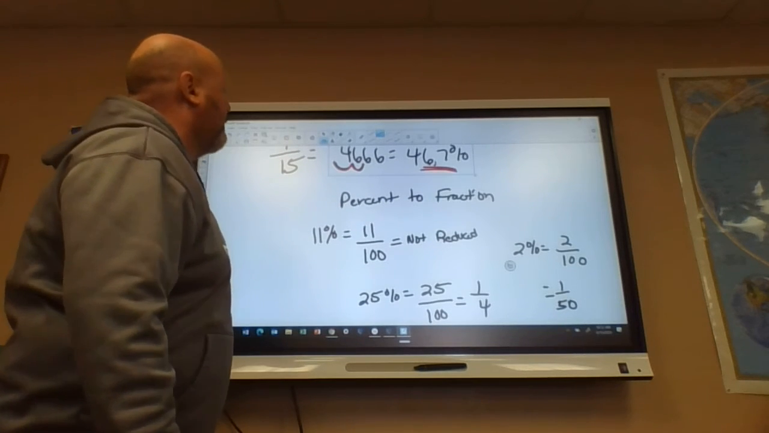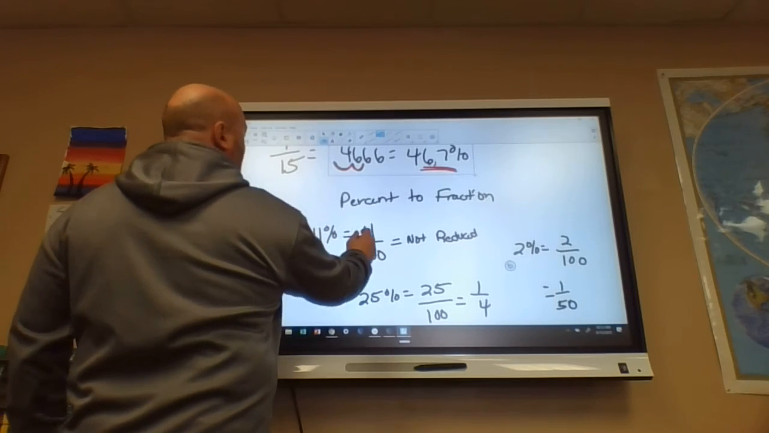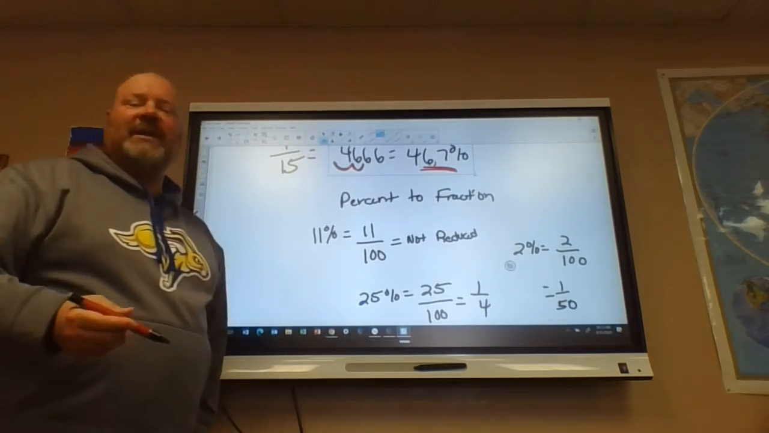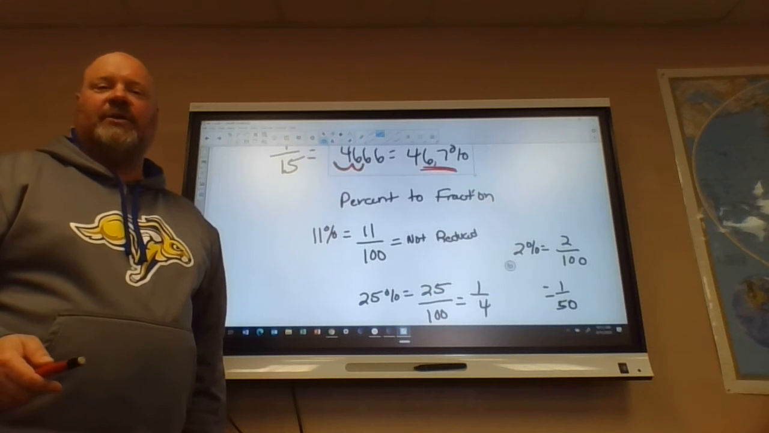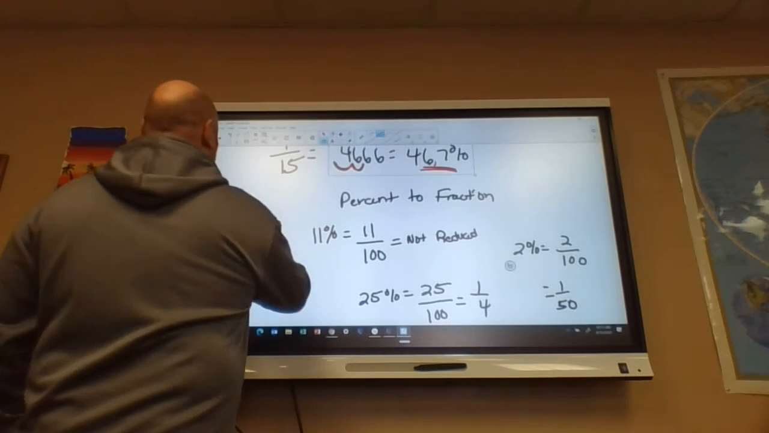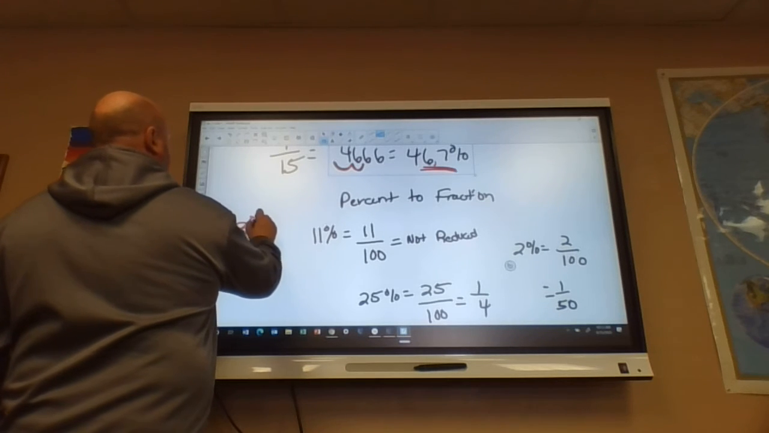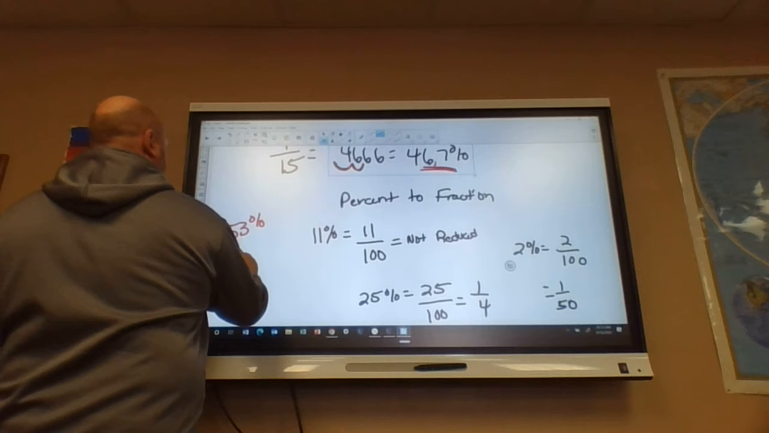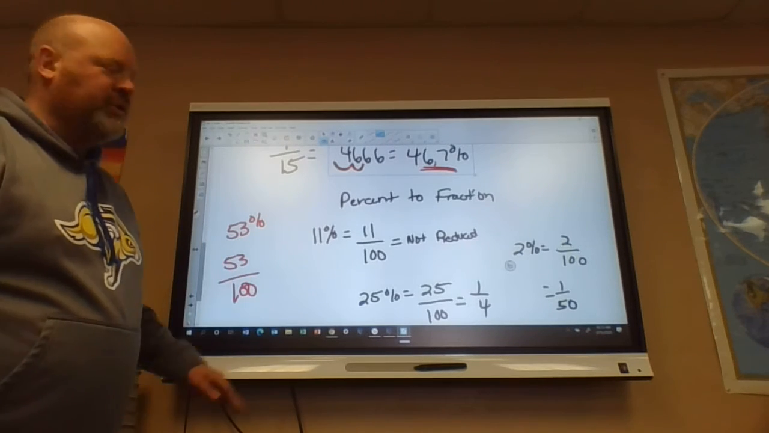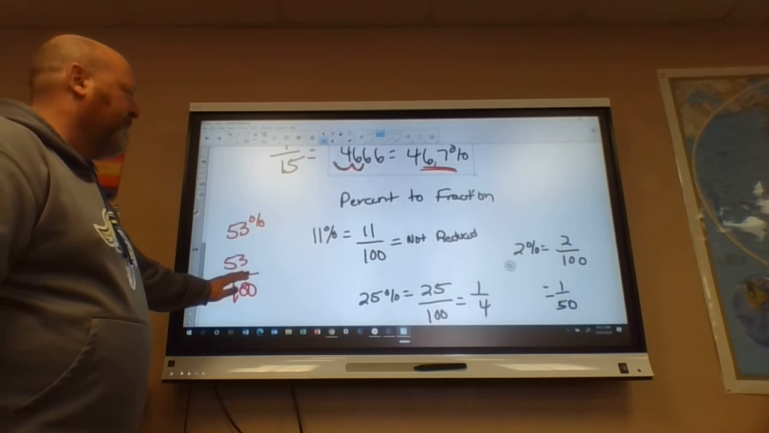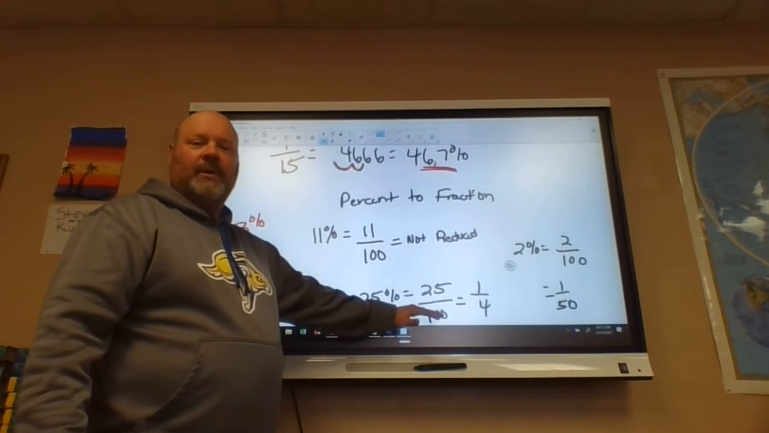Now from percent to a fraction, everything is over 100. So this would be 11 over 100. Now 11 can't be reduced. 11 over 100 cannot be reduced. So you can leave your answer as 11 over 100. That's like saying 53%. You put it over 100, and it can't be reduced. That's your fraction. Okay? Now 25% can be 25 over 100.